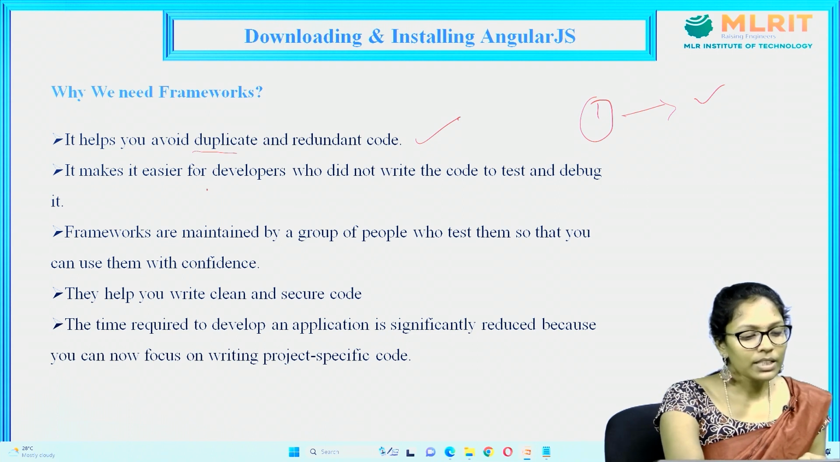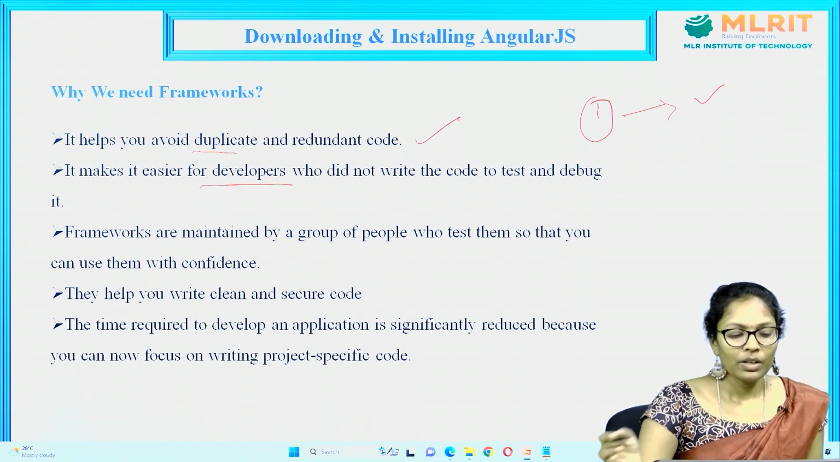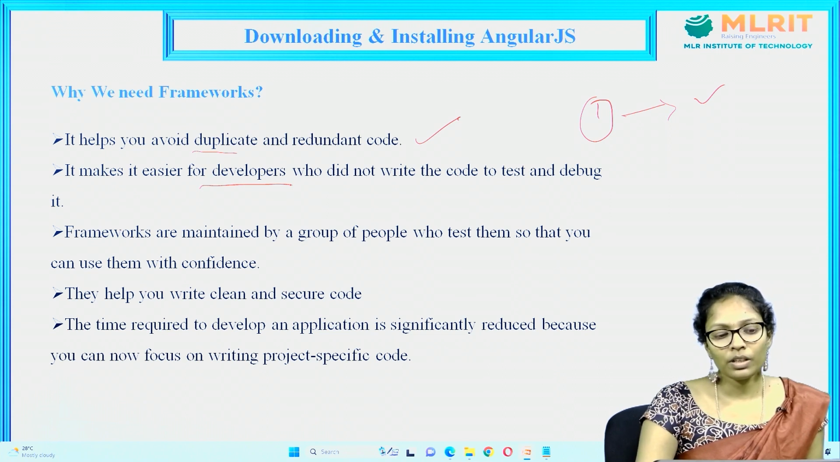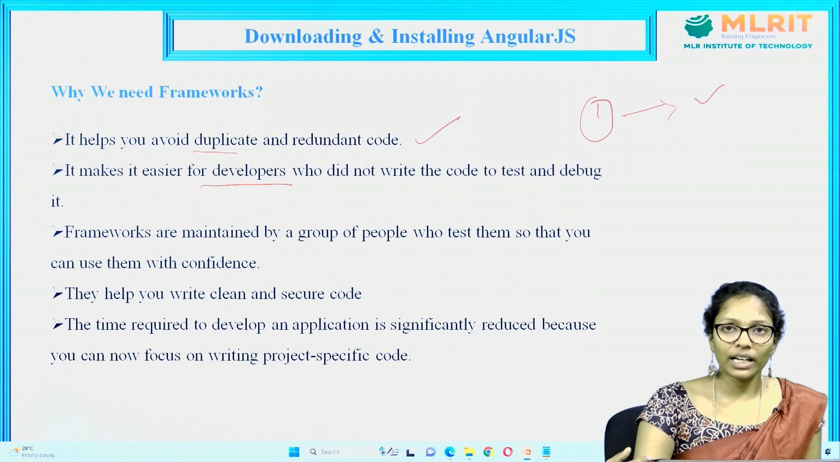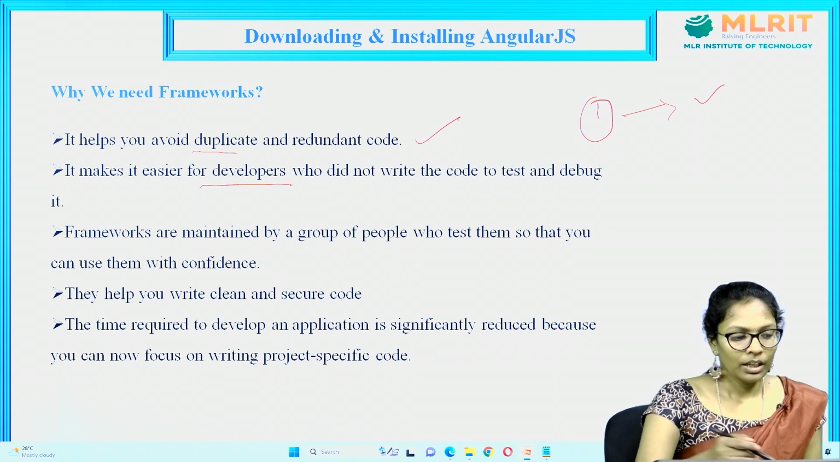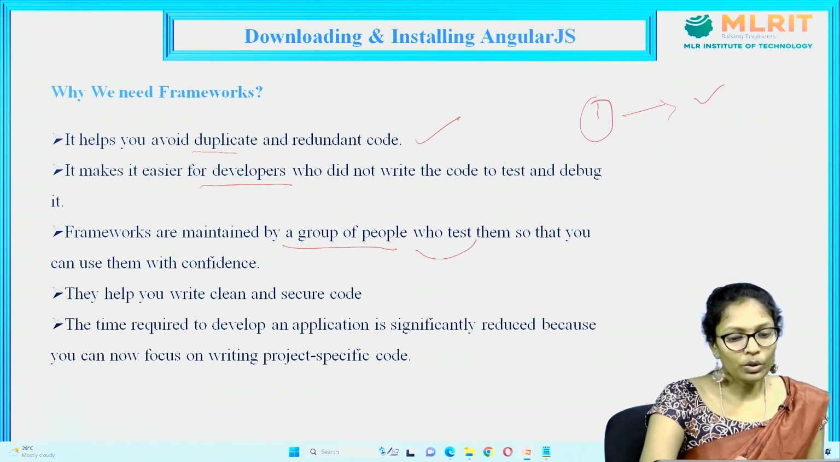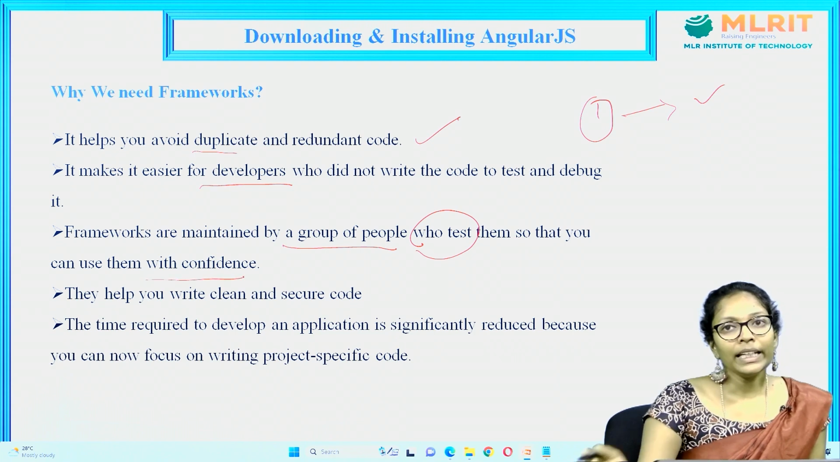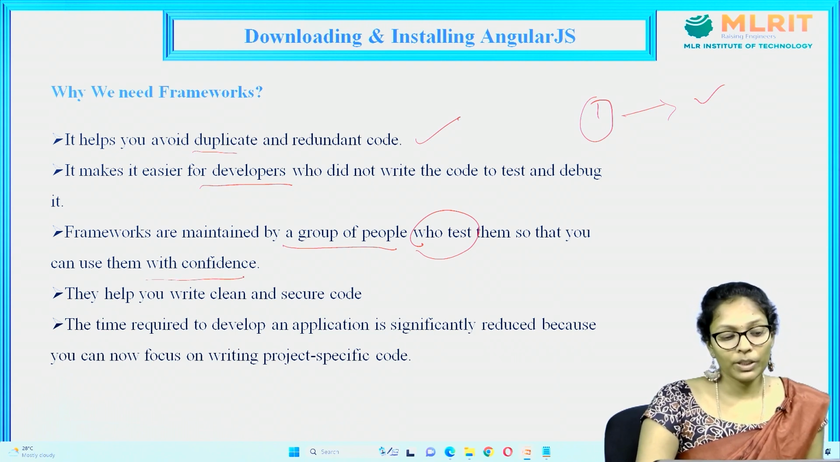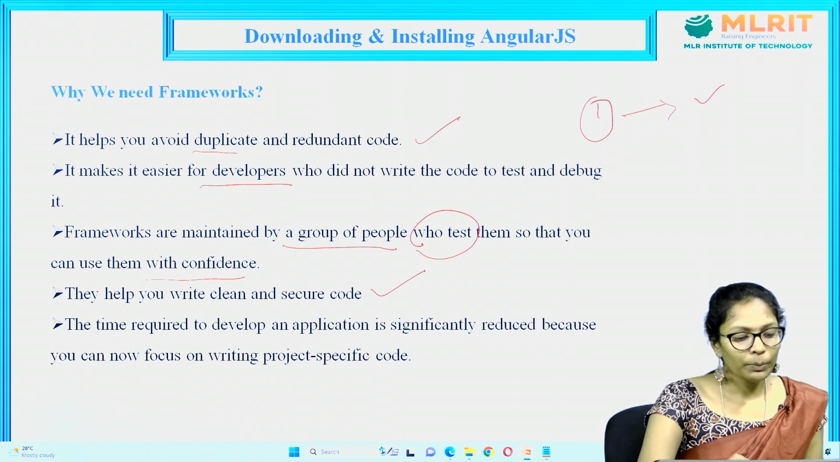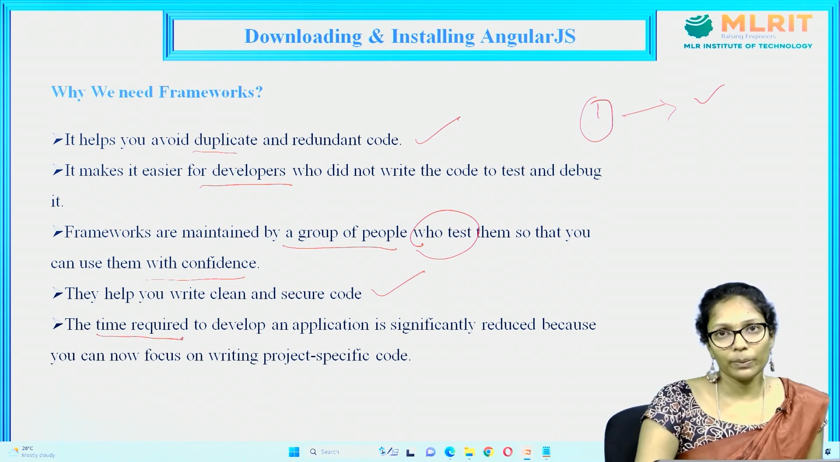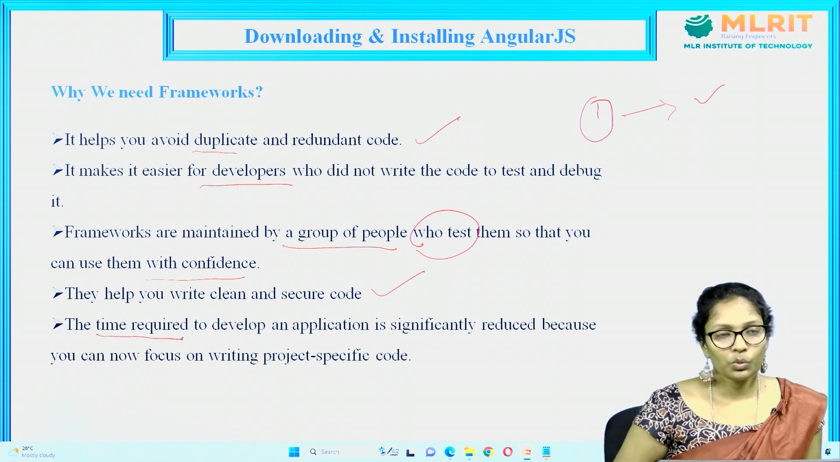Coming to the next point, it makes the developers' work easy. Why? Because they don't need to test again. All of this is pre-written code, and it has already been compiled and executed, so it is perfectly all right to use in your application. Frameworks are maintained by a group of people who test them, so we can use them with much confidence. It also provides clean source code. Next, it reduces the time required to develop the application. We don't need to write the complete code again and again; we can simply depend on these frameworks and libraries. So these are the uses of frameworks.